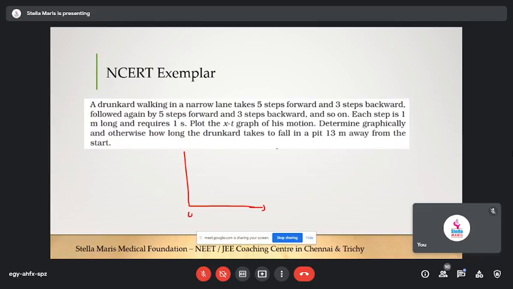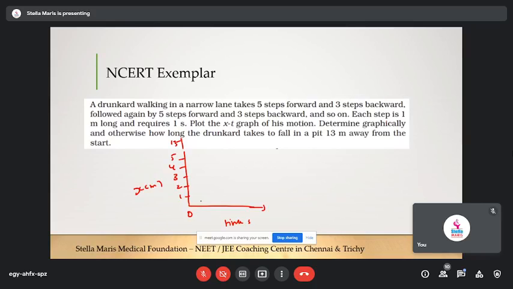So it's going to be origin, and this is time in seconds, and this is x in meters. Okay, so the distance you can take like this, that is, you can have it as 1, these are meters only, 1 2 3 4 5 6 up to 13 you can have.